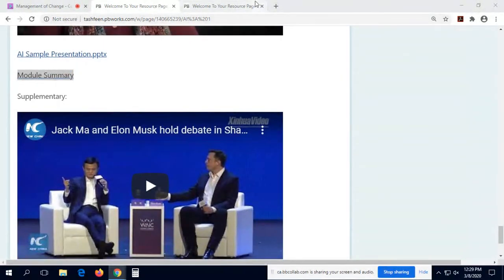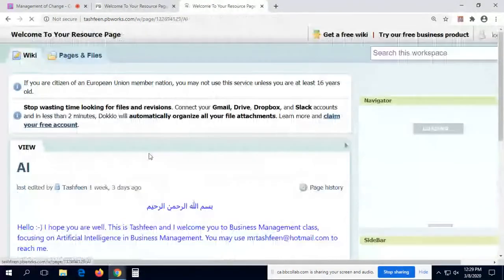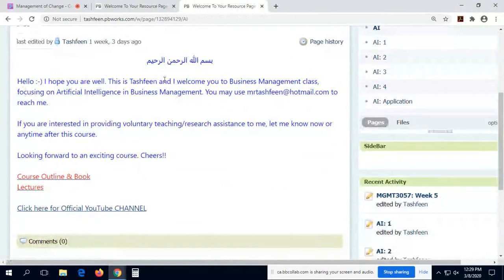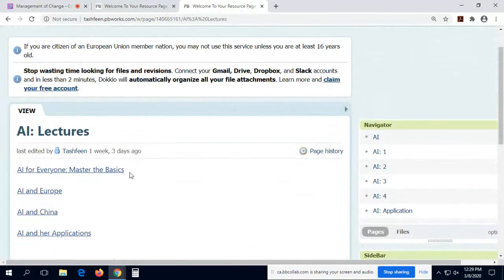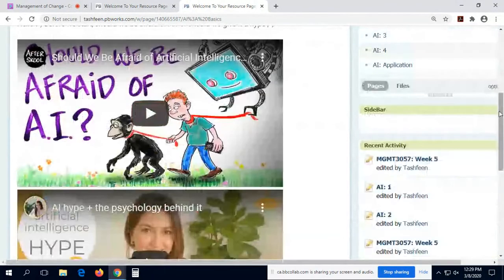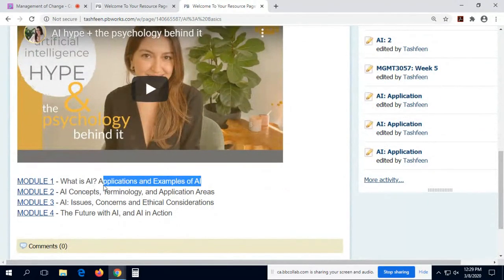Just to see that I have not lost you, this is the page which will open. The link is there on your OMA, my website link. This is what it will open, and you click lectures and AI for everyone, master the basics. This is where we are. When you click this, we have 4 modules in that, and today we are talking about what is AI application and examples of AI.